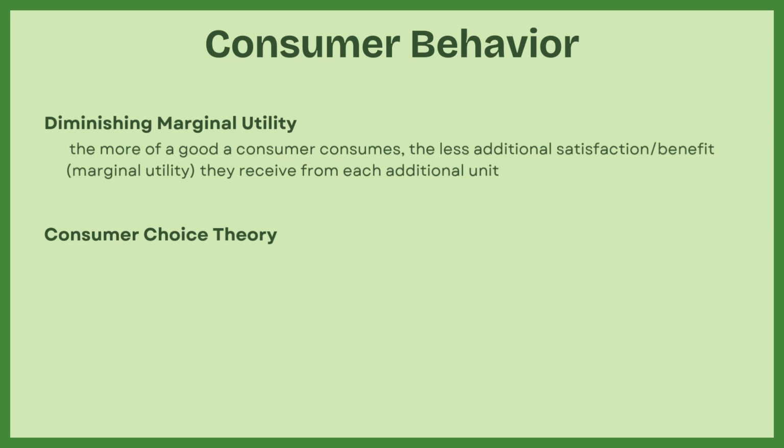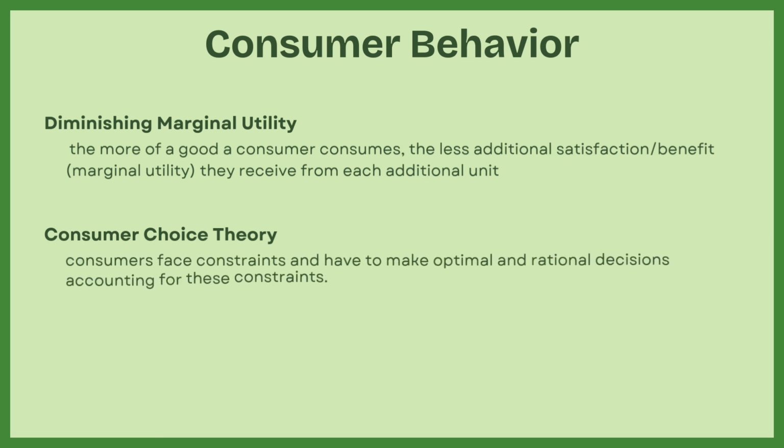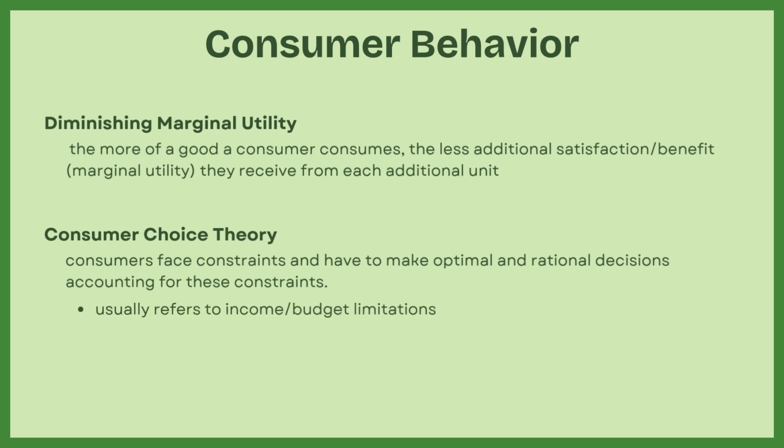The consumer choice theory states that consumers face constraints and have to make optimal and rational decisions accounting for these constraints. Generally, these constraints refer to income and budget limits. Based on those concepts, we can discuss utility maximization.